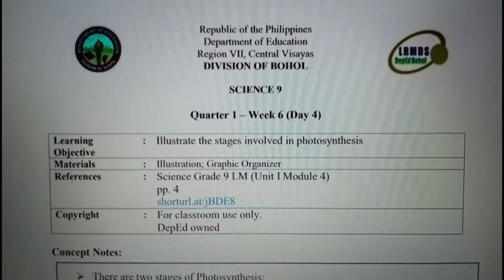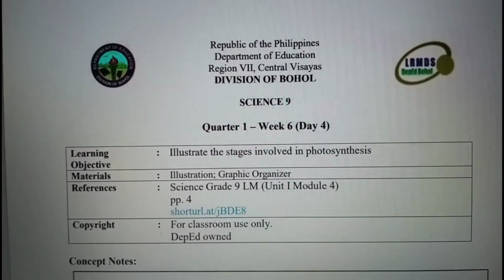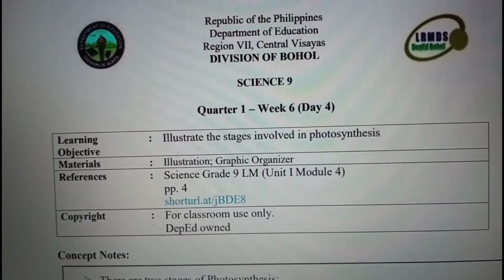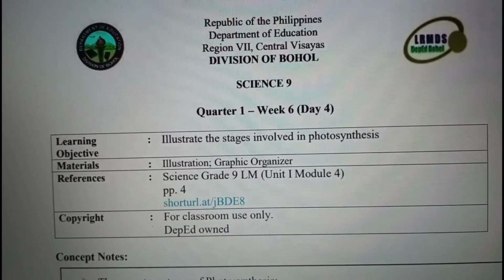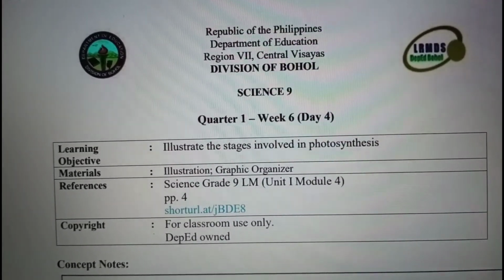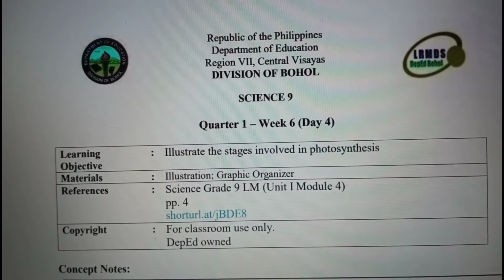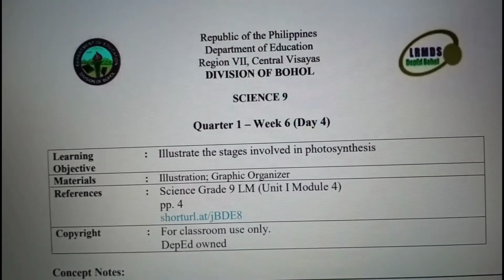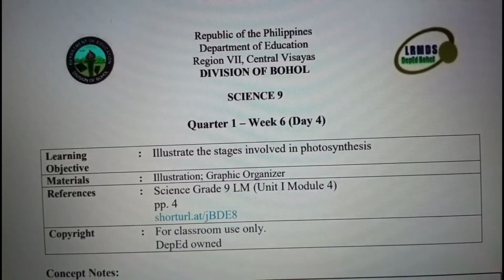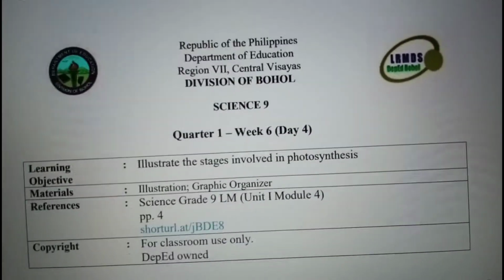Okay, next is week 6, day 4. So this is all about illustrating the stages involved in photosynthesis. So photosynthesis, there are two processes. We know already that photosynthesis is the food making by the plants. So there are two stages.